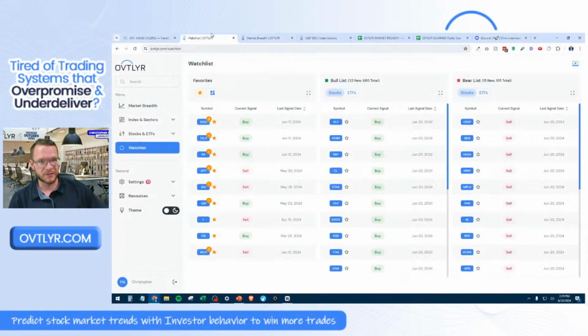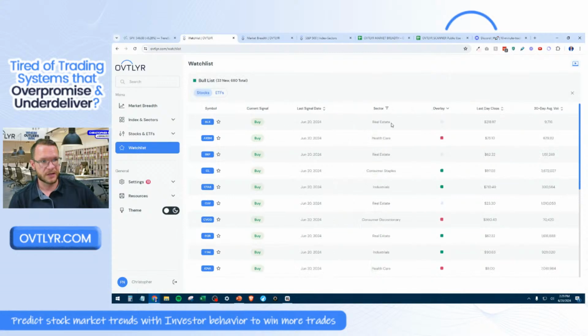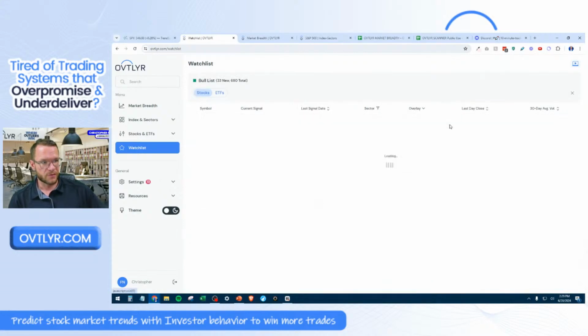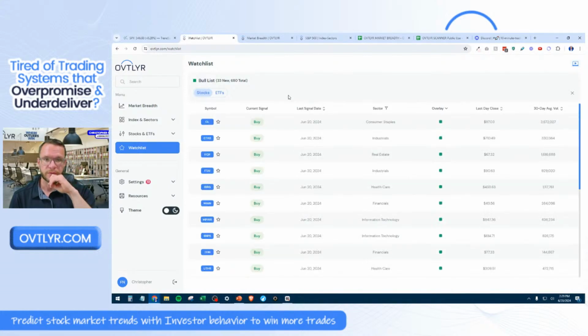So with that being said, let's move on to the next thing, which is to grab the OVTLYR buy and sell signals today, which we're just going to look at the bull list. And I'm going to filter for green overlays. Oh, by the way, the next update is going to be really cool. It's going to save us a lot of time because Mahesh was watching what we do, and he said we're going to build in a screener. The screener is really cool. Basically, it's going to allow us to do all the filtering as a saved screen, so we don't have to go through and do all this. It's going to save us a ton of time.